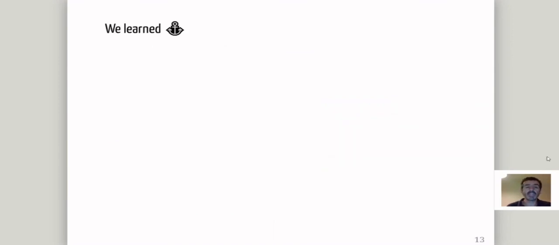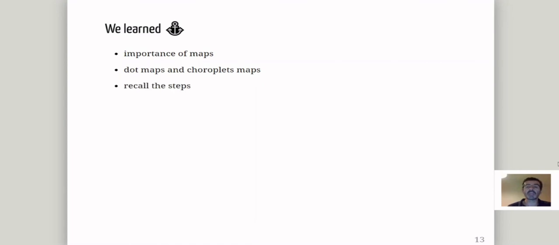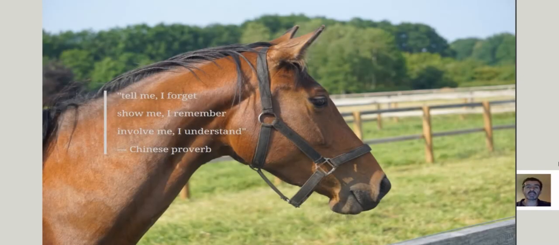So in this lecture, we already saw the importance of mapping. We saw the history of the first maps ever made in our history. And we saw dot maps, choropleth maps, and we saw what the steps are to obtain our maps. So there is an exercise and a tutorial attached to this video that you should follow in order to be able to create your own maps.